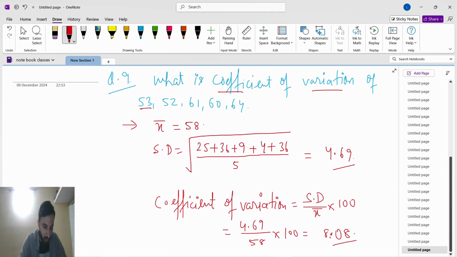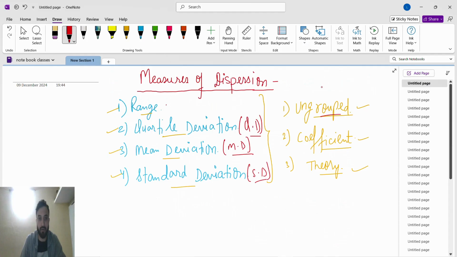So do you understand till now? This is the end of standard deviation also. Guys, we have completed all this: the range, the quartile deviation, the mean deviation, the standard deviation. Each and everything we have completed.